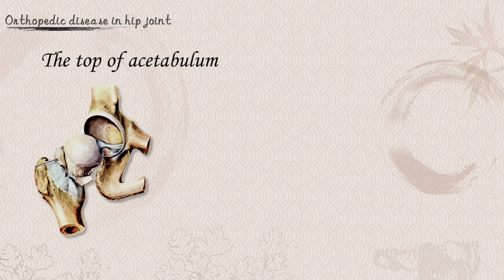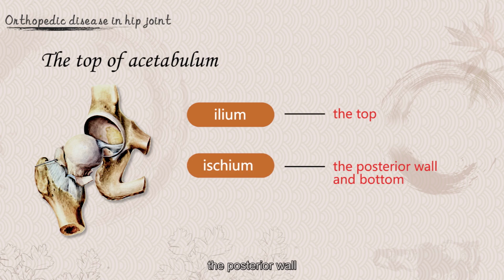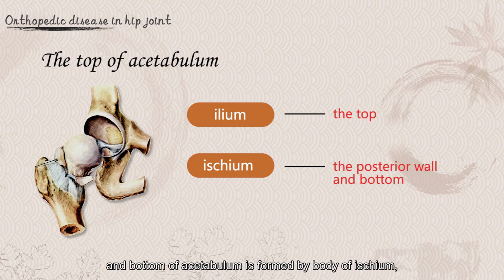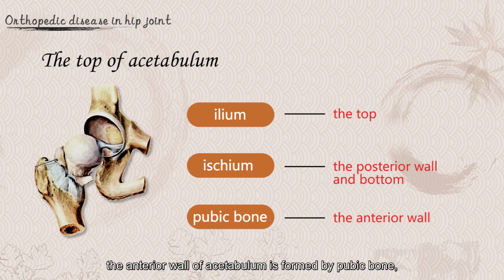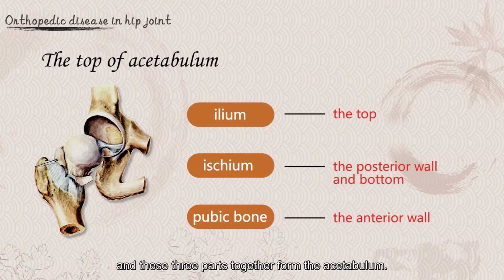First of all, the top of the acetabulum is formed by the body of the ilium. The posterior wall and bottom of the acetabulum is formed by the body of the ischium. The anterior wall of the acetabulum is formed by the pubic bone, and these three parts together form the acetabulum.